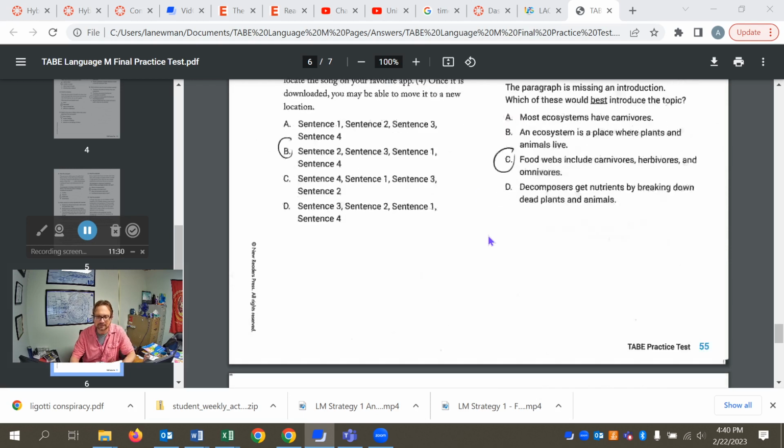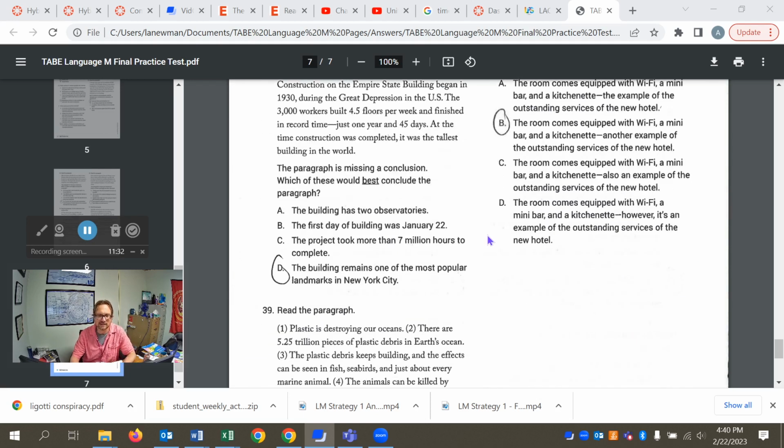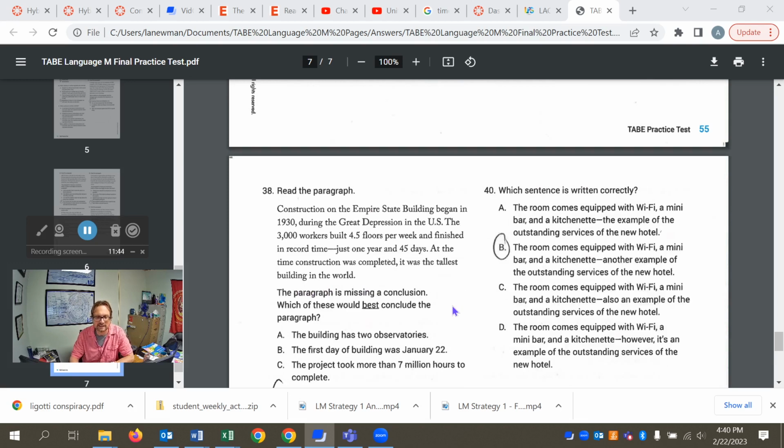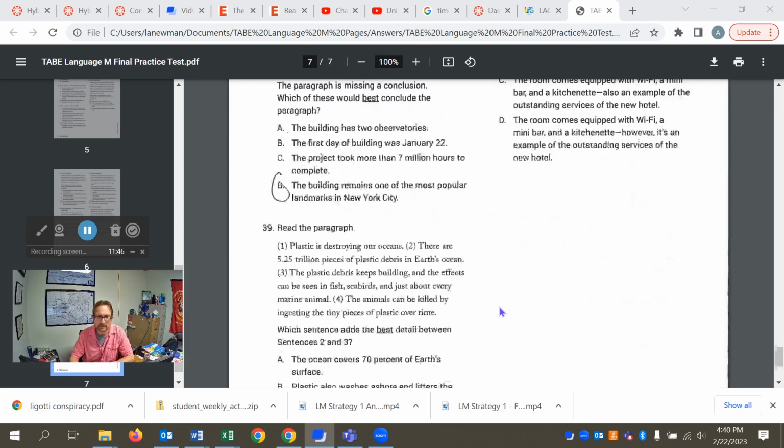All right, last three questions here. 38, the paragraph is this time missing a conclusion. Which one is the best? It's D. We have this concluding thought. It remains one of the most popular landmarks in New York City.